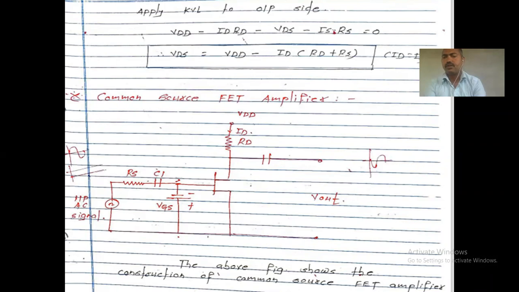With VGS equal to 0, more channel forms, right? More channel means less reverse bias, so a large current flows through the device. That's why VGS is applied here; its value decides the current flowing through the device. Now, VDD is the supply used for providing the supply between your drain and source, right?